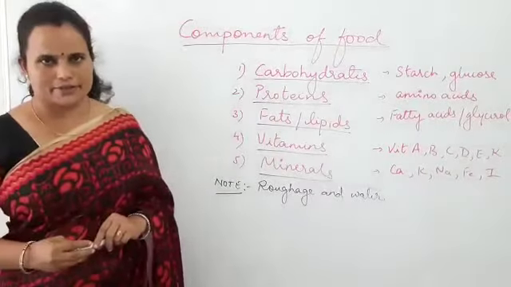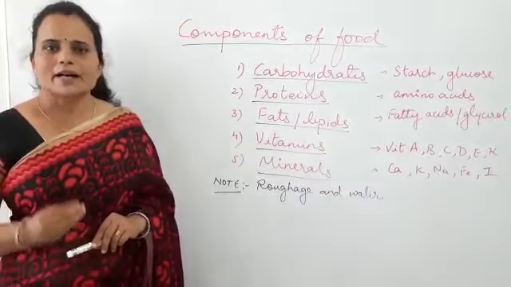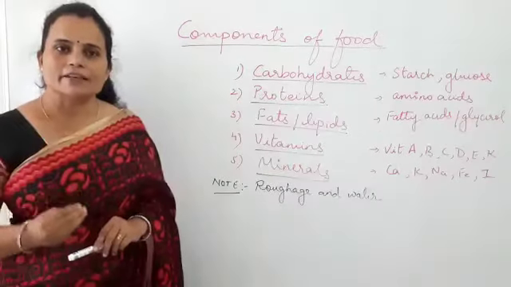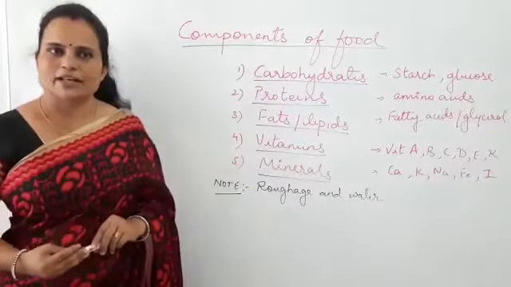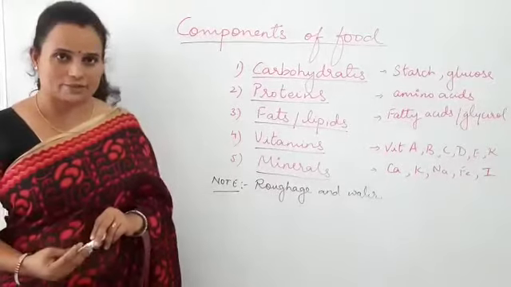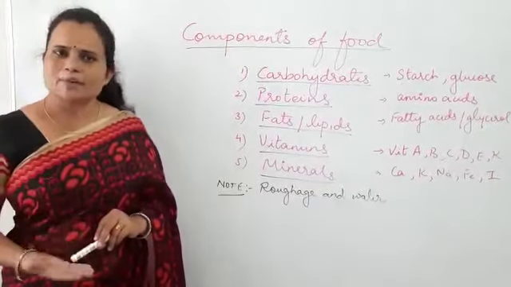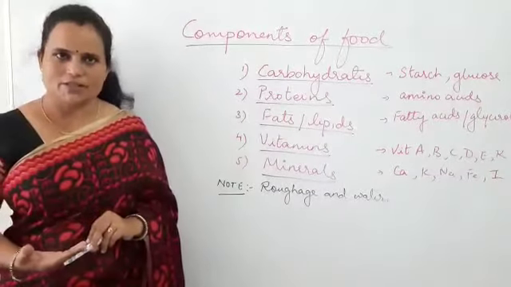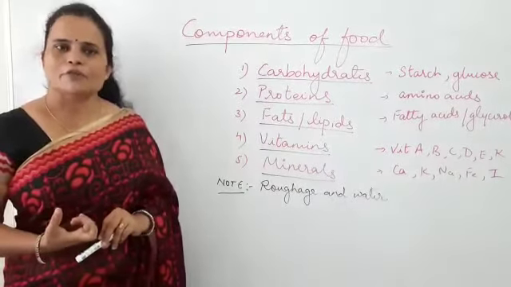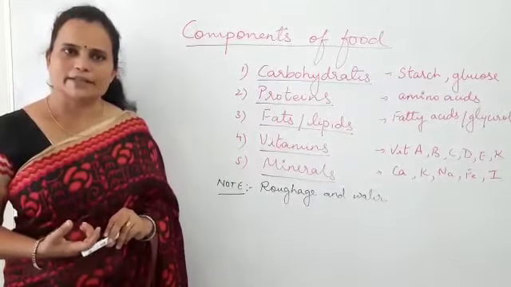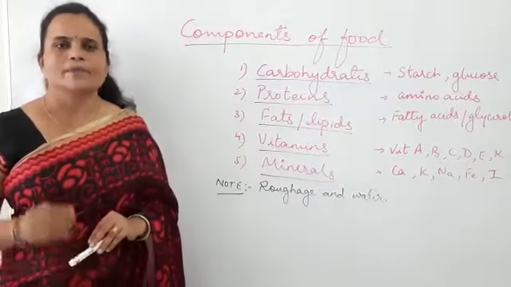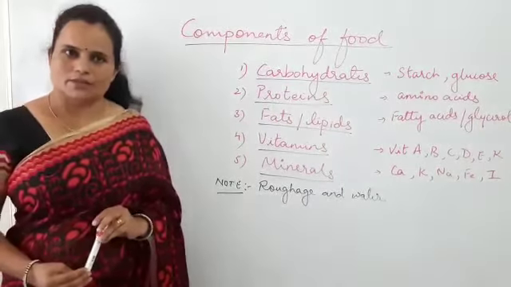What are carbohydrates? Basically, carbohydrates are energy giving food. Whatever energy our body has, okay, that energy is derived from carbohydrate. An example of carbohydrate is starch, and the basic unit of carbohydrate, the simplest carbohydrate, is glucose. Okay. Second component is protein.